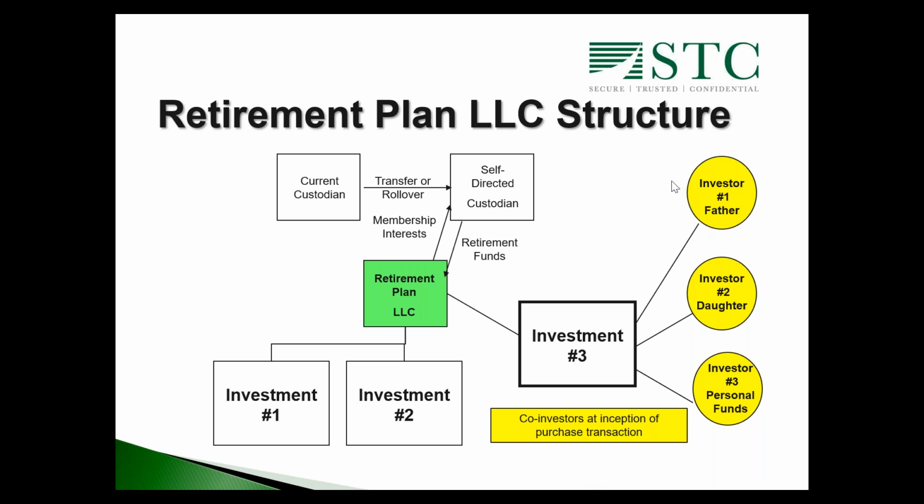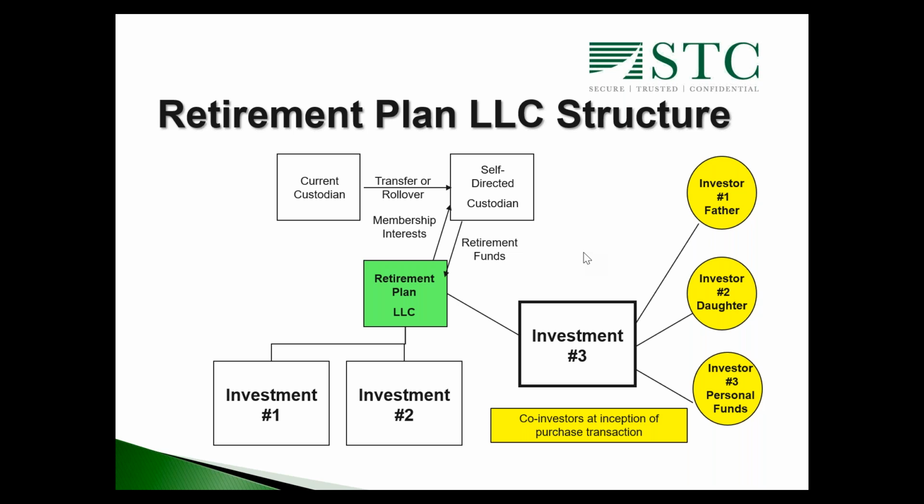In essence, what's happening is your father, your daughter, your personal money, and your retirement account are all purchasing from the seller. So none of you is involved with each other per se. So you can co-own something with personal funds or your spouse's IRA, as long as it's structured properly and you co-invest at the inception of the purchase transaction. So this is something that our client services department is adept at helping our clients with. So we can help you make sure that you have this all structured properly if this is the type of investment you want to do.